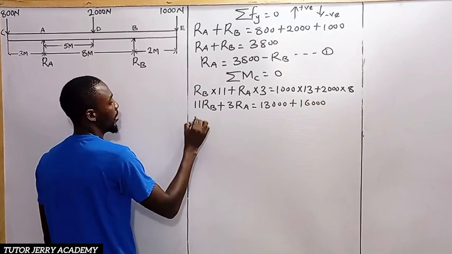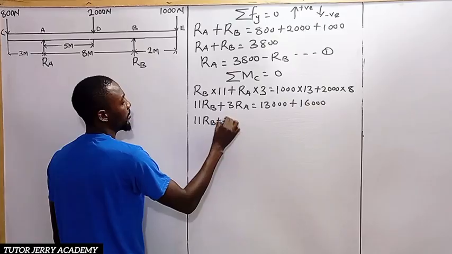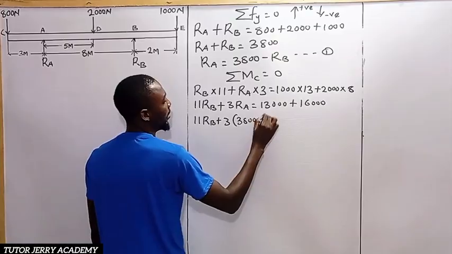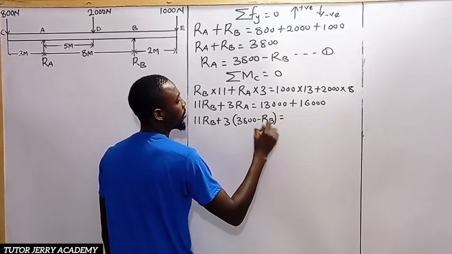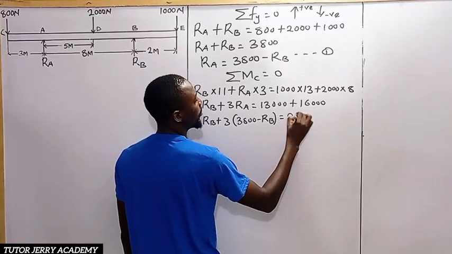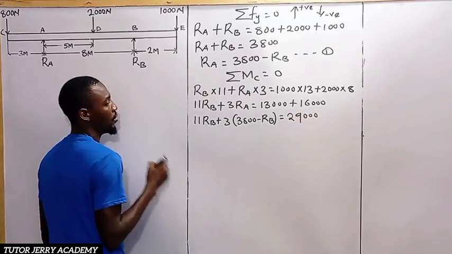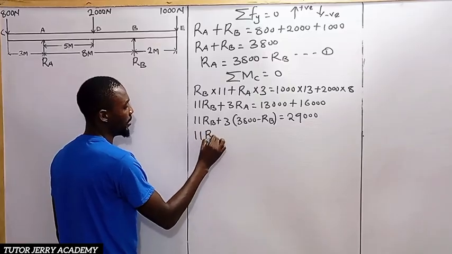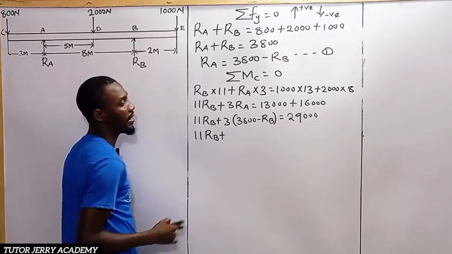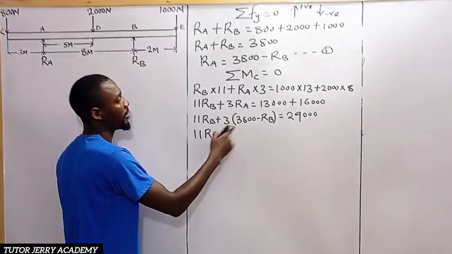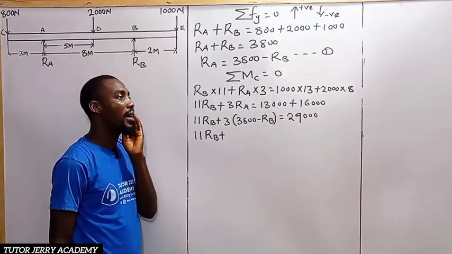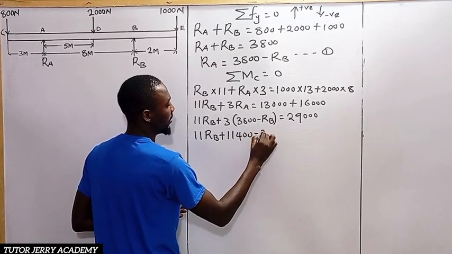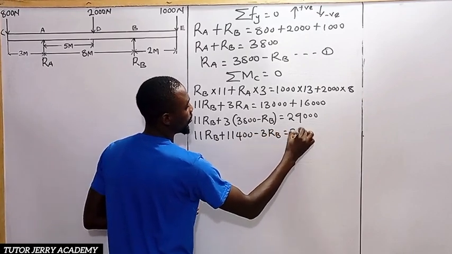Alright. So 11 RB plus 3 into our RA, which is 3,800 minus RB, will be equals to, if we sum this together, 29,000. All right. So now the next thing is we are going to clear the bracket. So we are going to have 11 RB plus 3 times 3,800. So if you multiply 3 times 3,800, you get 11,400 minus 3 RB equals to 29,000.